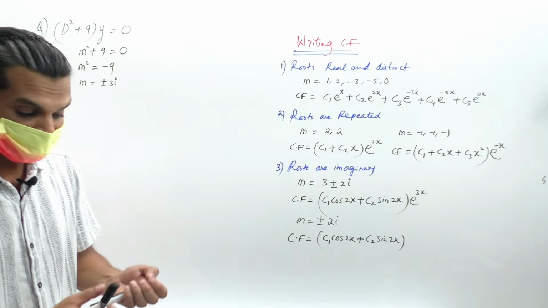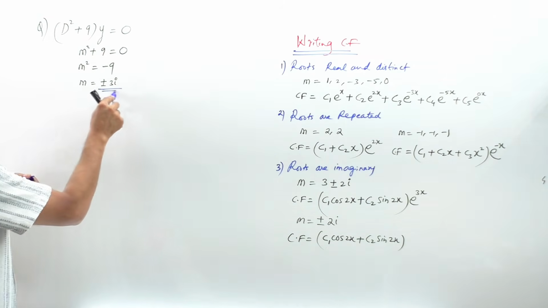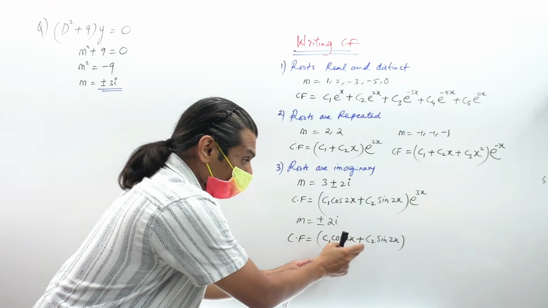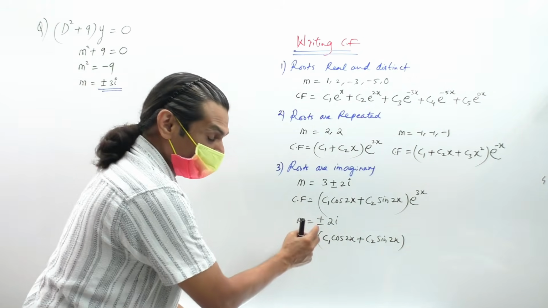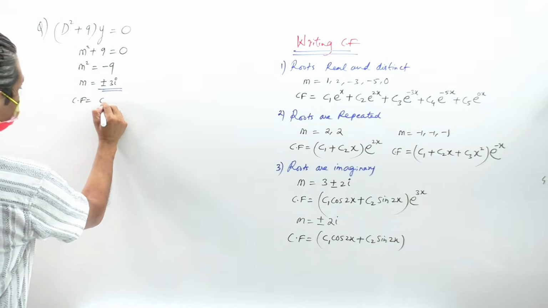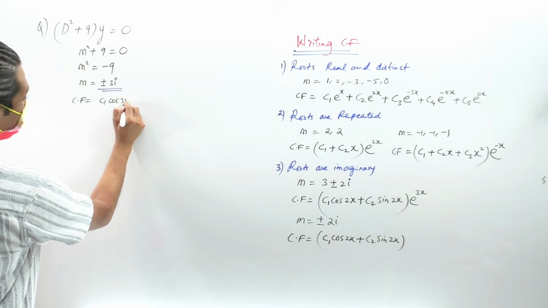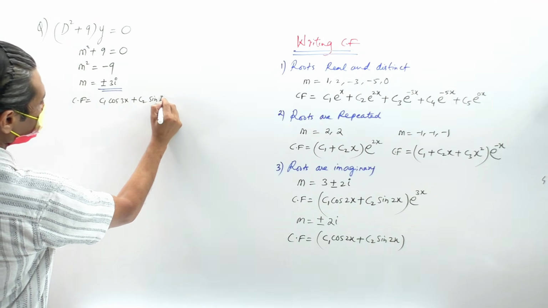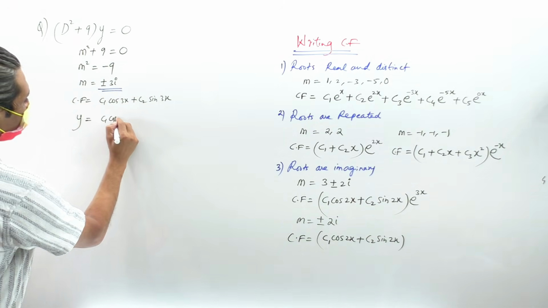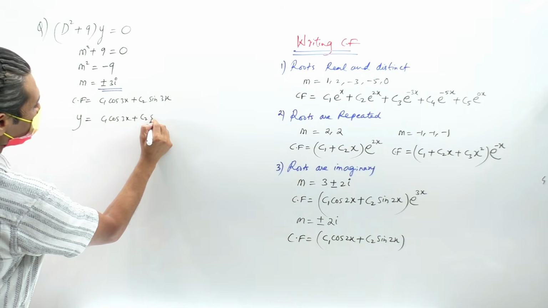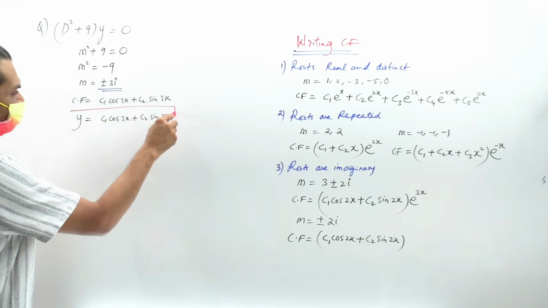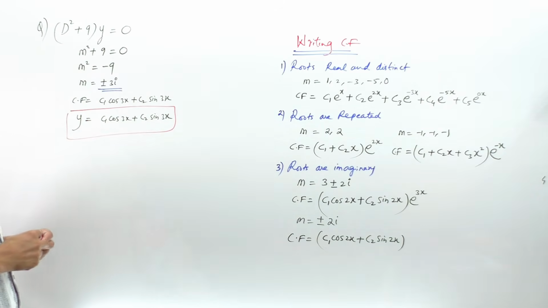And how to write this? I have given it already here. If the roots are imaginary, m is equal to plus or minus 2i, c1 cos 2x, c2 sin 2x, real part is 0. That's why here the complementary function CF is equal to c1 cos of 3x plus c2 sin of 3x, only the imaginary term. That is, y is equal to only the CF, c1 cos of 3x plus c2 sin of 3x. That's all. So this is the solution. Clear?